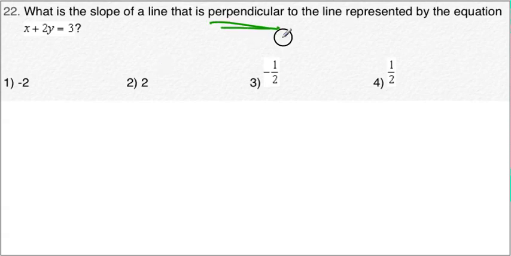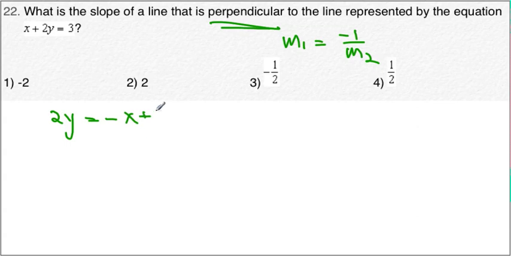Perpendicular means the first slope has to be equal to the negative reciprocal of the second slope. So how can we do this? We just have to move x over to the other side. We get 2y is equal to negative x plus 3. Dividing by 2, y becomes negative x over 2 plus 3 over 2.